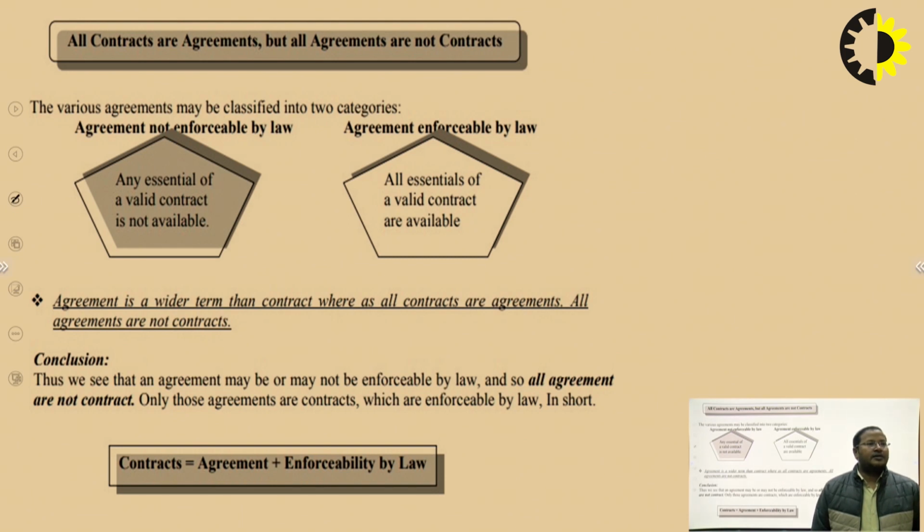All contracts are agreements, but all agreements are not contracts. It is very important to understand. All contracts are agreements, but it is not necessary that every agreement will be a contract. If any agreement is enforceable by law, then it becomes the contract. It is represented by this diagram.